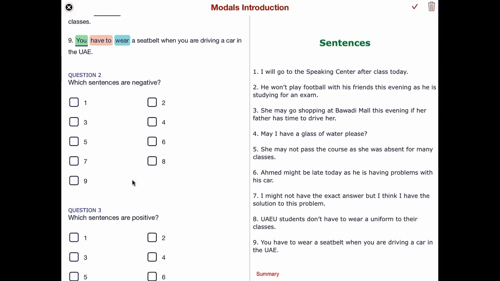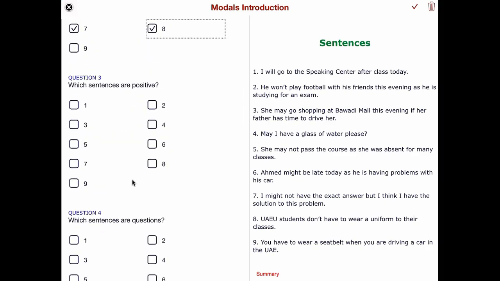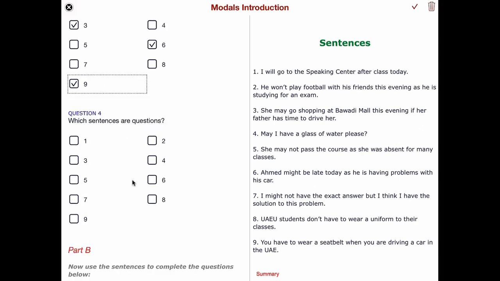Which of these sentences are negative? Number 1, no. But 2, yes. 5, yes. 7 is a negative, and 8 is a negative. The positive sentences are 1, 3, 6, 9, and we've only got one question, which is 4. Okay, so take a look at those, especially the negatives.